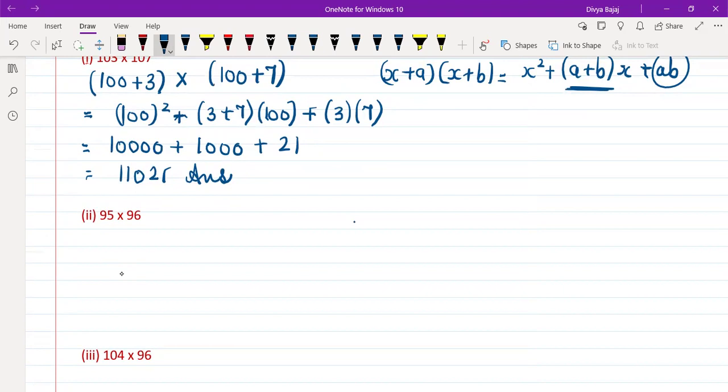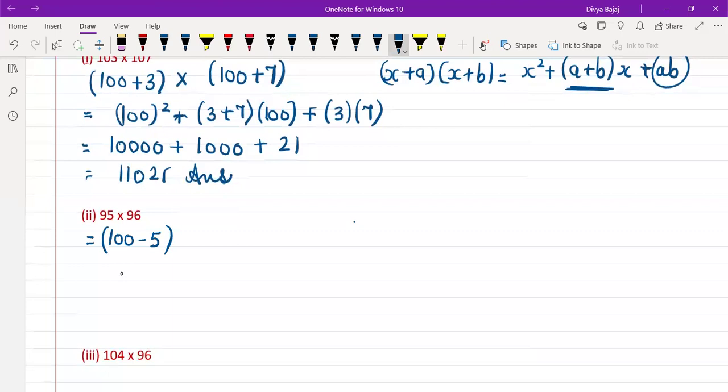Both ways it's correct. But children, you have to always prefer that way so that our calculation should also be easy. So for this reason, we are going to break it into the form of 100 minus 5 here and 100 minus 4 here. Why? Because if we break it as 90 plus 5 and 90 plus 6, that way also we will get the same answer, but it will give us a little lengthy calculation. So to make our calculation easy and to save our time, we are going to do it in the form of 100. So the first one will be broken in the form of 100 minus 5.